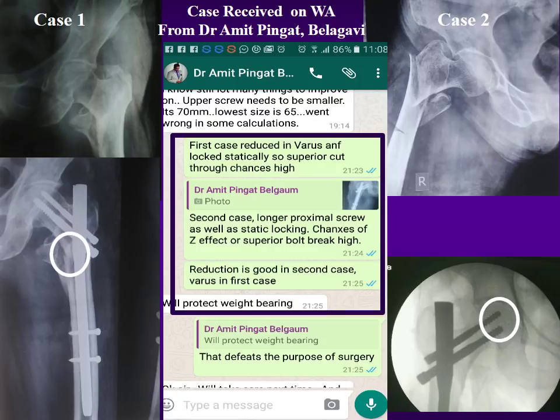So this is what I replied to him immediately. The first case is reduced in varus and locked statically, so the chances of superior cutout are very, very high. In the second case, there is a longer proximal screw as well as static locking. The chances of Z effect, superior cutout, or superior bolt breaking are very high.